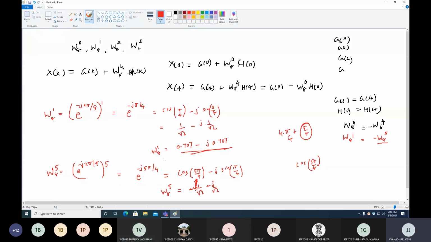Okay, so it means that W8 raised to 1 is equal to minus W8 raised to 5. And similarly, you can prove that W8 raised to 2 is equal to minus W8 raised to 6, and W8 raised to 3 is equal to minus W8 raised to 7.